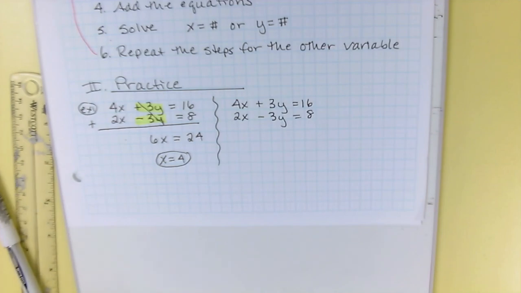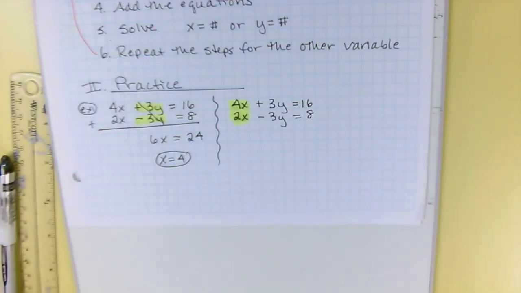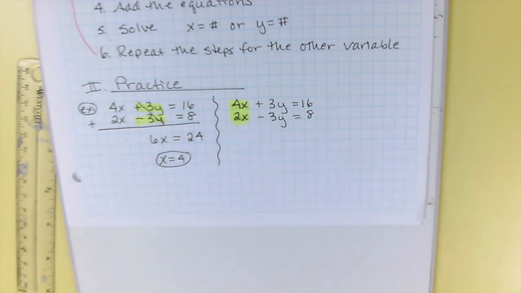Now, we've already eliminated the y's, so your second time through, you want to eliminate the x's. These are your x's. And you're going to multiply one or both equations so that the x's are opposites. Now, this is a 2x, this is a 4x. Probably the lowest number that a 2 and a 4 will go into is a 4. So I need one to be a positive 4 and one to be a negative 4. So this 2x needs to be a negative 4.